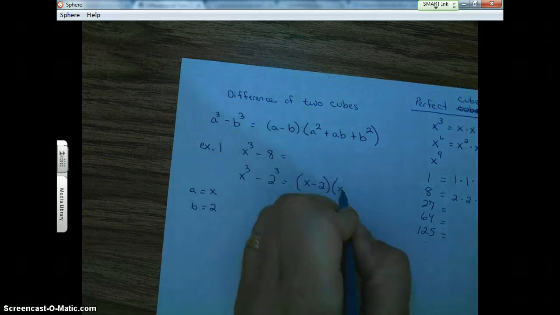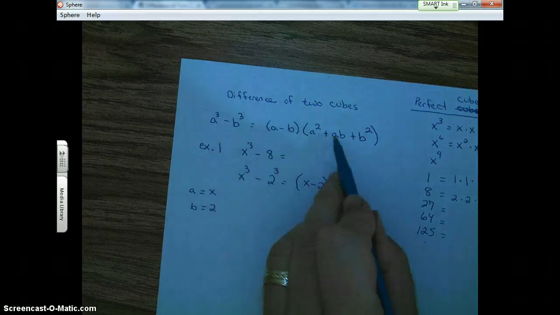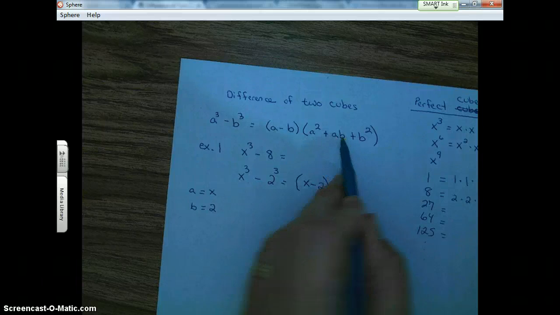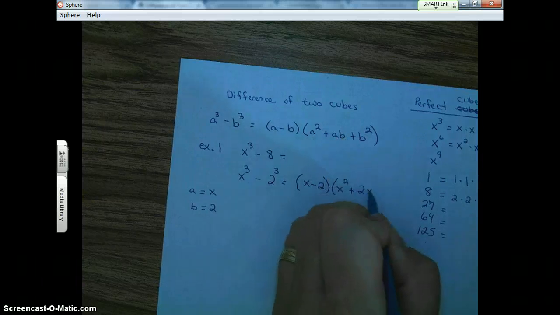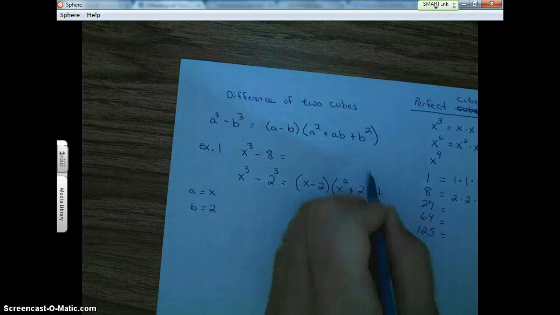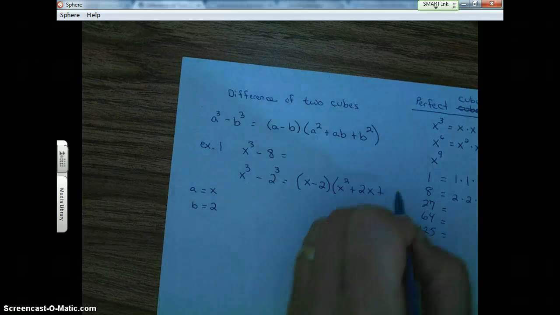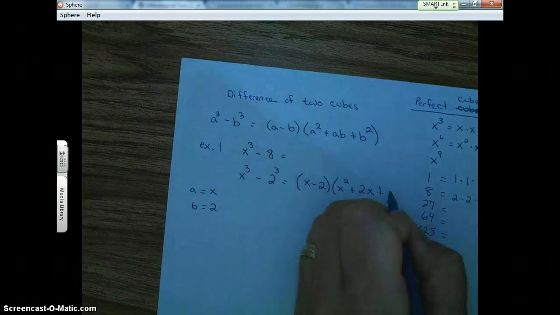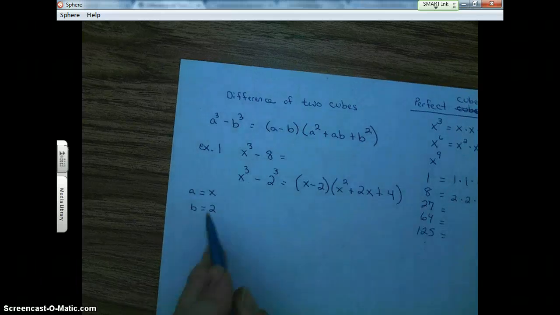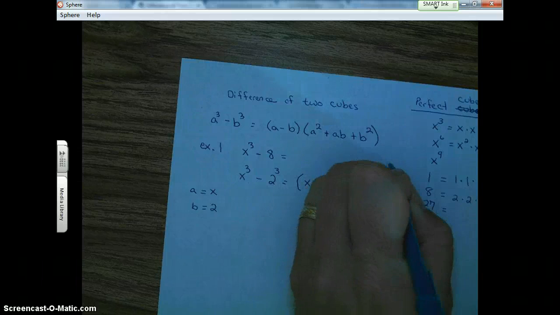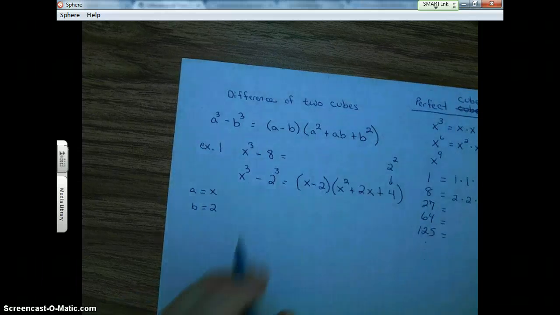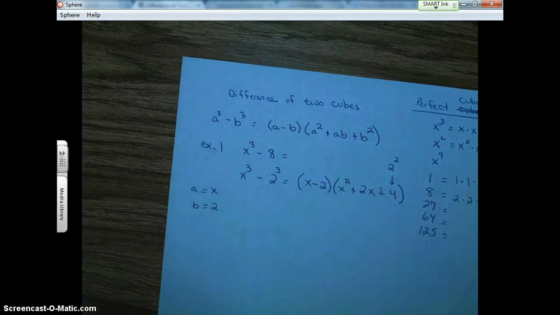X squared plus x times 2. We write that as 2x. Plus, and then b is 2, so 2 squared. 2 squared is 4. Remember that this is 2 squared. And that's how you factor the difference of two cubes.